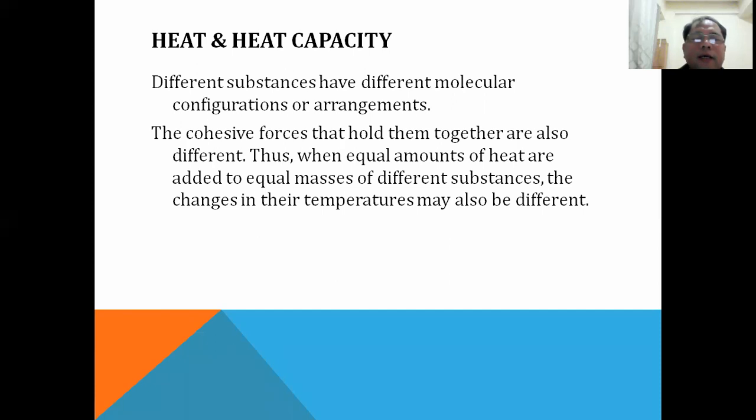Now, terms like heat capacity, or heat, are also part of our discussion. So heat capacity is something like the amount of heat that one object can hold. Different substances have different molecular configurations or arrangements. The cohesive forces that hold them together are also different. Thus, when equal amounts of heat are added to equal masses of different substances, the changes in their temperatures may also be different.